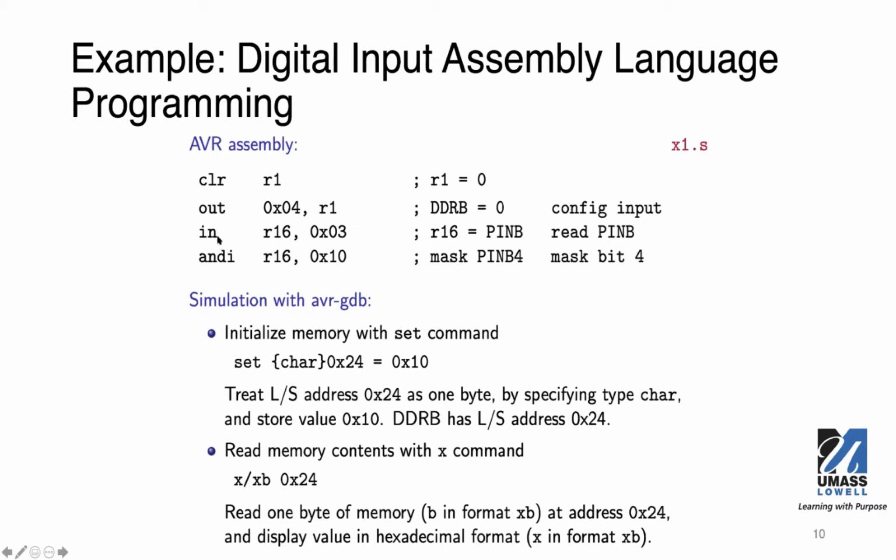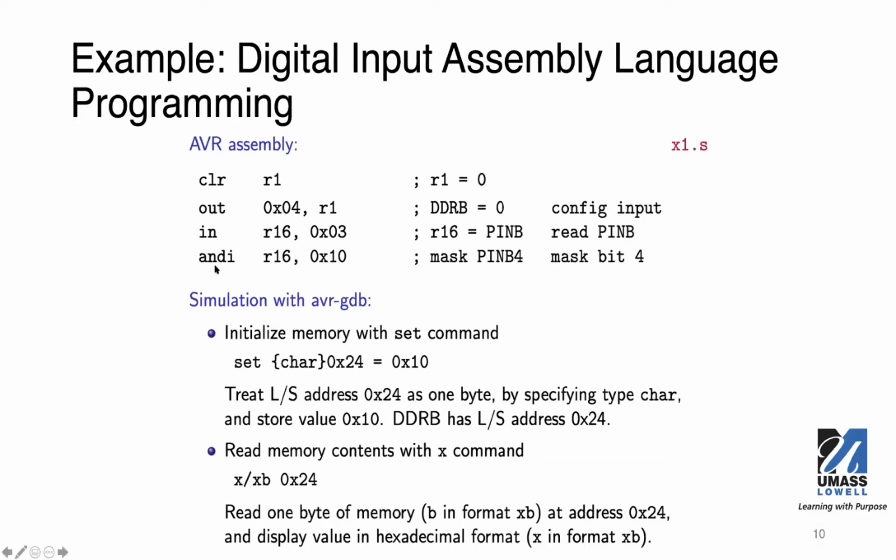The next instruction is to read the value from PINB. The reason we know we're reading from PINB is because of this address, 03, which is the IO address for that register. So we're going to read the value from PINB and put it into another general purpose register, R16. We can do this safely because we already configured the pin as an input, so we'll be able to read up to 8 bits into this register, including the value on bit number 4.